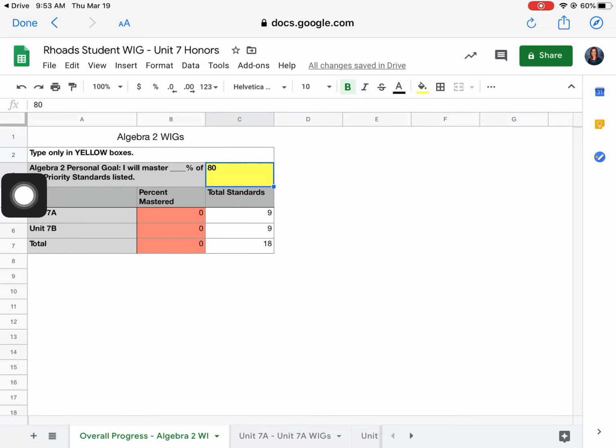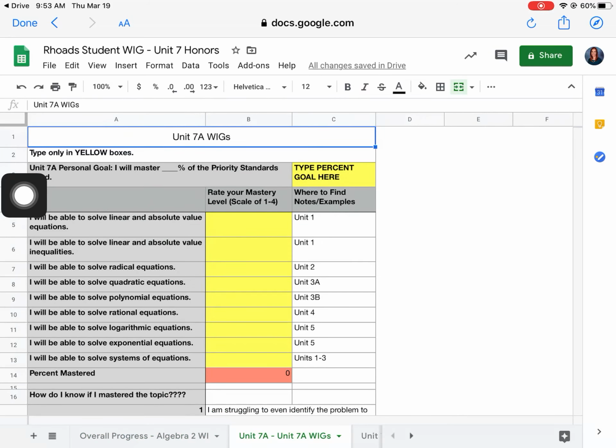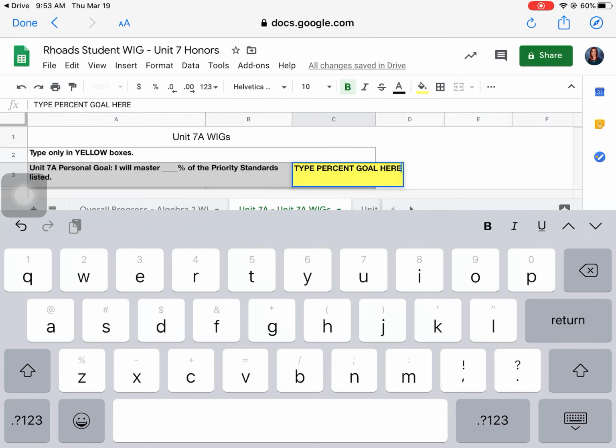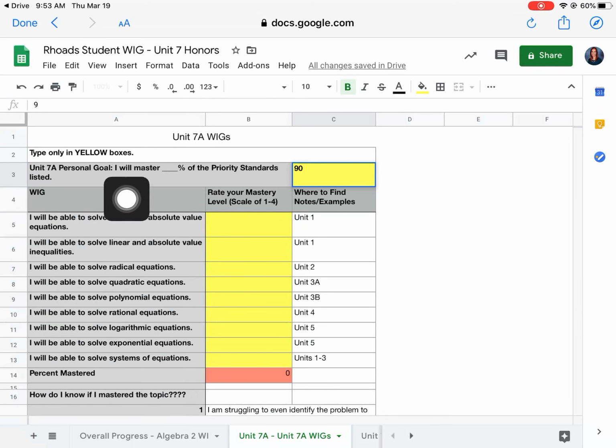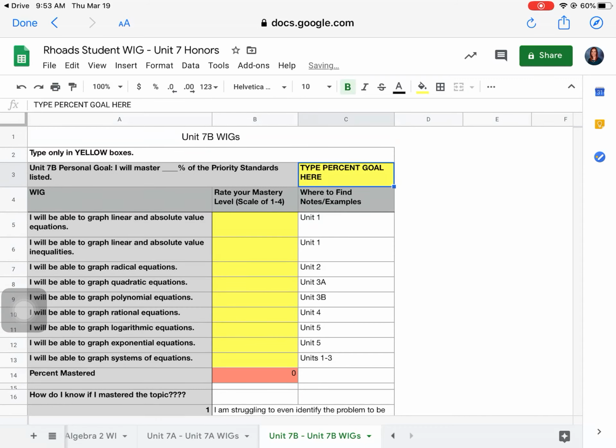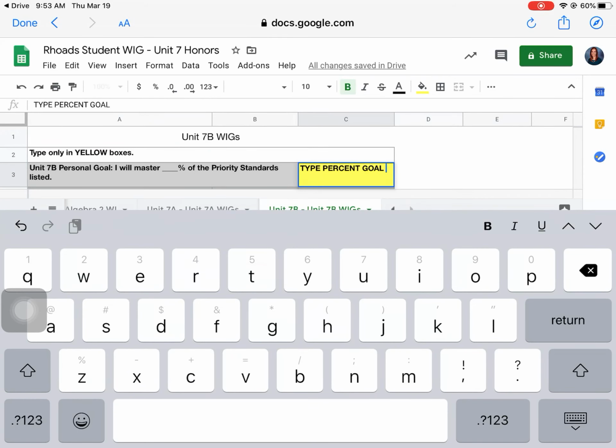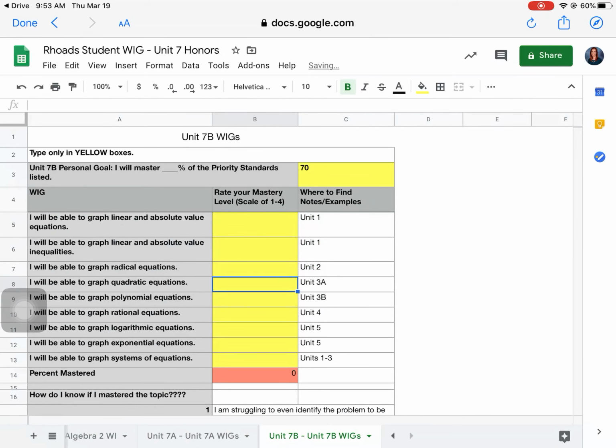As you go to the next two, you can kind of drill down a little bit more. Maybe I know that I am stronger at equations. Sorry, this 7A is equations. And you'll notice that your descriptions are talking about equations. So maybe I make that a 90. And I'm a little less confident with graphs. So maybe I'll make that a 70, because I know right now I understand maybe 50, 60% of it, and I just want to make sure I understand 70. You can make those goals whatever is appropriate for you.